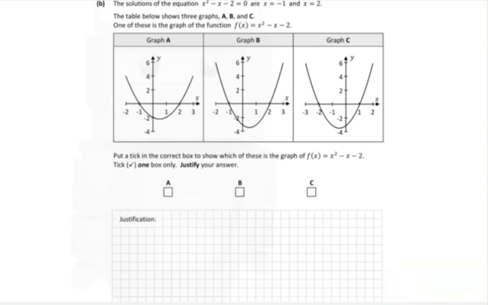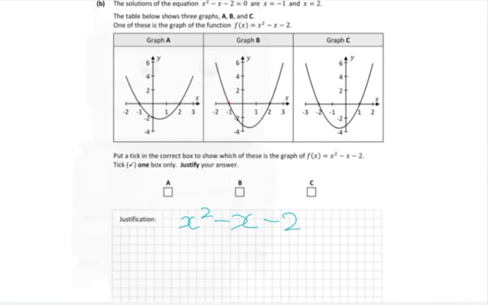So the first question here is that we have three quadratic graphs. We have an expression up here and we need to find which graph matches the expression. So first of all, let's factorize the expression and let's do the work to solve the equation. So we have x squared minus x minus 2. We need to solve for the roots. So let's see which ones match up.